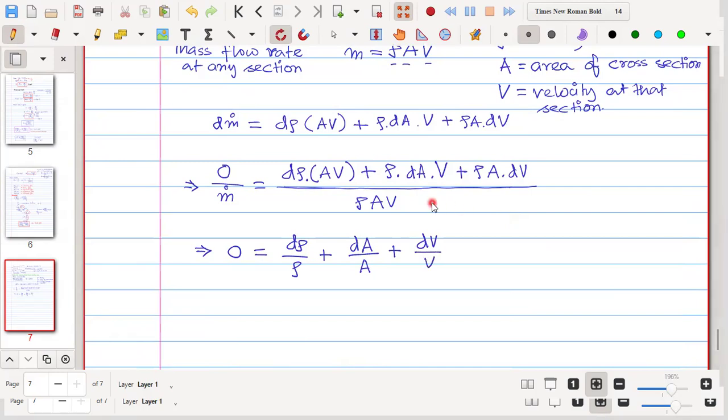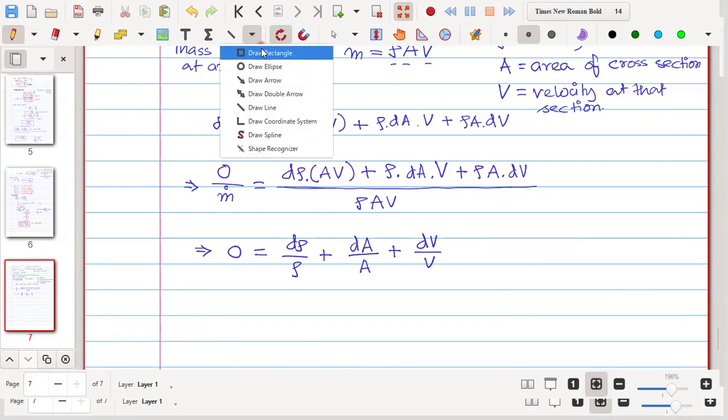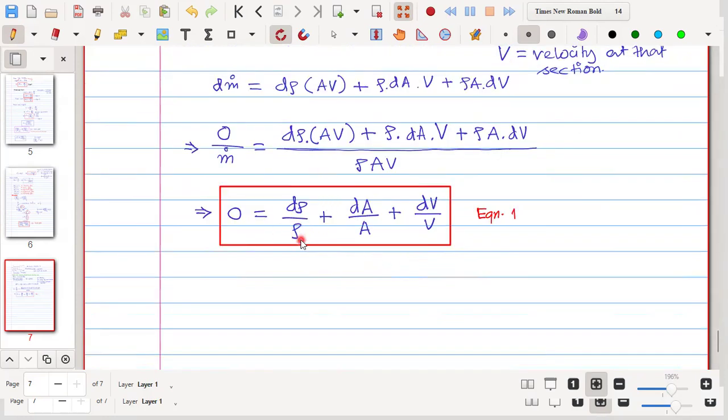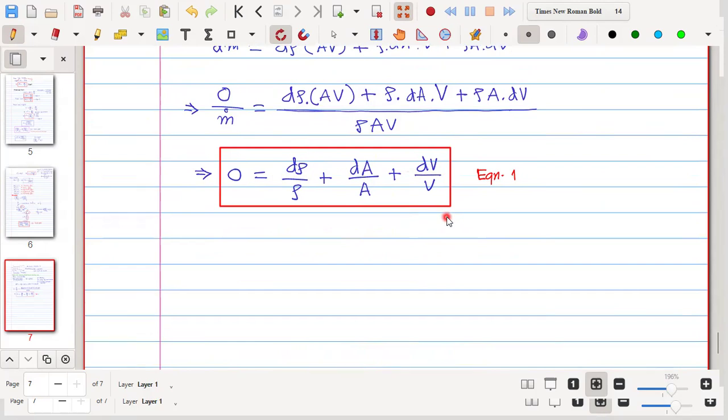Okay. So this is one important equation. So we'll mark it, highlight it. We will call it, say, equation 1. So it is a differential equation between the quantities such as density, area, and velocity. Next, we will go for analyzing the.